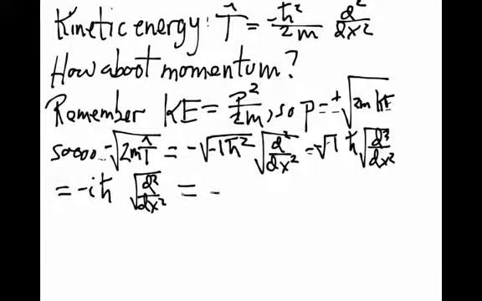Well, why don't I just pretend here that the square root of the second derivative is the first derivative? The square is there. Why can't I take the second derivative? So we get minus i h bar d by dx, first derivative. Now hang on, if you know anything about math, you know I can't actually do that. I can't take the square root of a second derivative and get a first derivative.